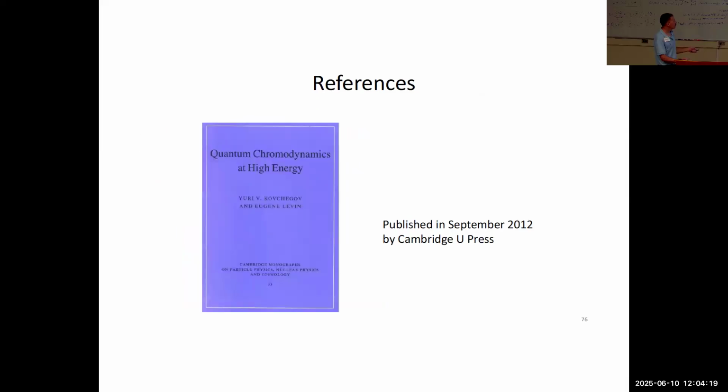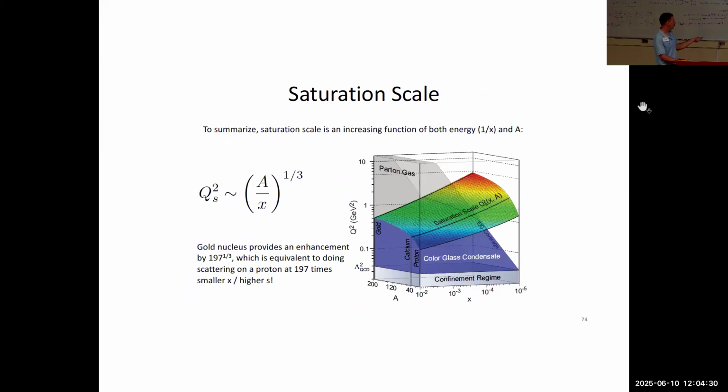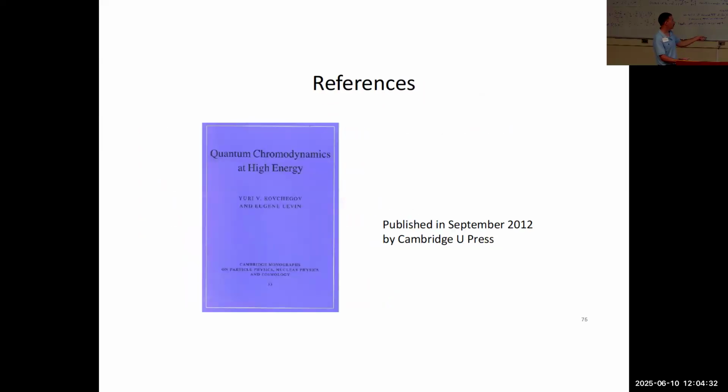Okay, I have no time to discuss geometric scaling, so let me just give you a list of references. Over the years, a number of reviews have been written on the subject, and indeed there is a book that you're all encouraged to read. Buying is optional, but please read it if you're interested in the subject. So thank you very much.